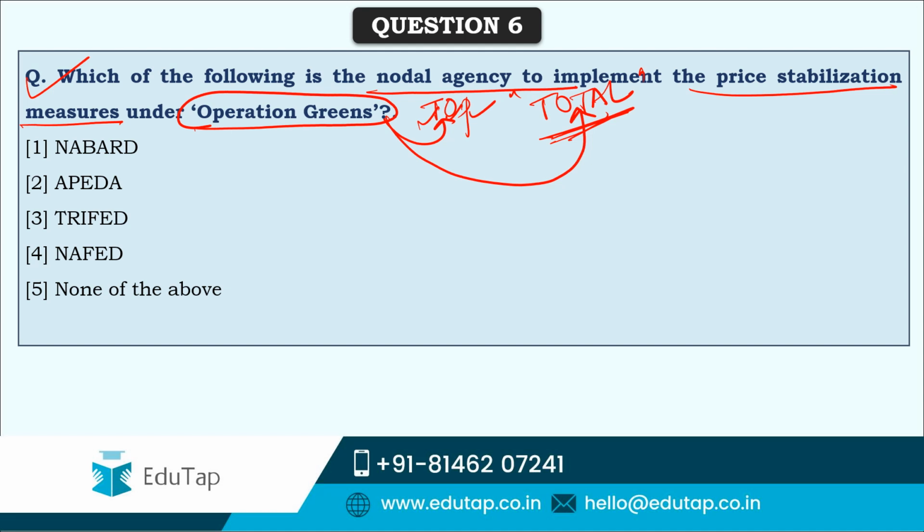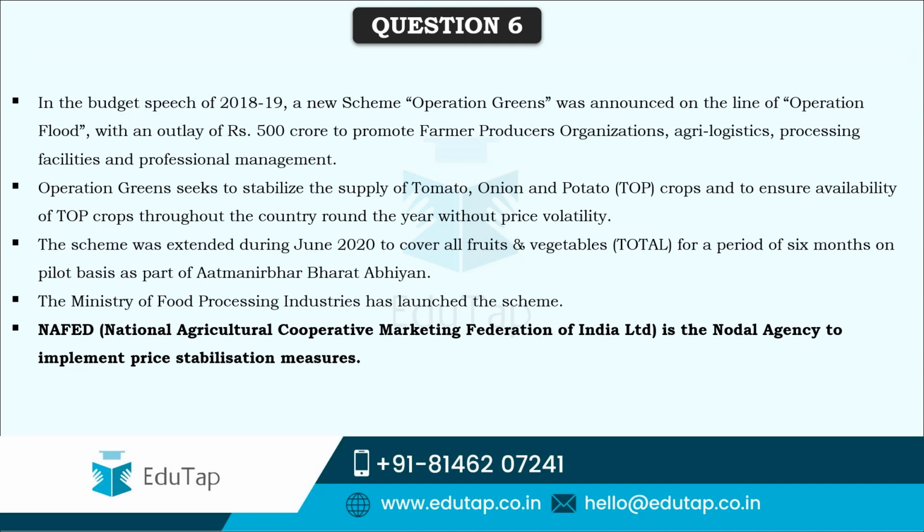And for these, the nodal agency to implement this scheme is NAFED, that is National Agricultural Cooperative Marketing Federation of India Limited. In the budget speech of 2018-19, Operation Greens was announced on the lines of Operation Flood, that is for milk. This scheme attracted an outlay of 500 crores, and it was supposed to promote FPOs, that is farmer producer organizations, agri logistics, processing facilities, etc.